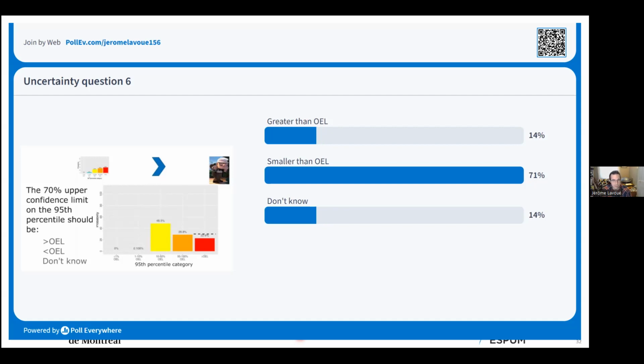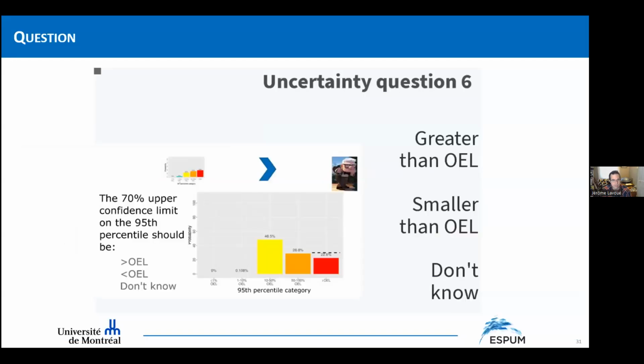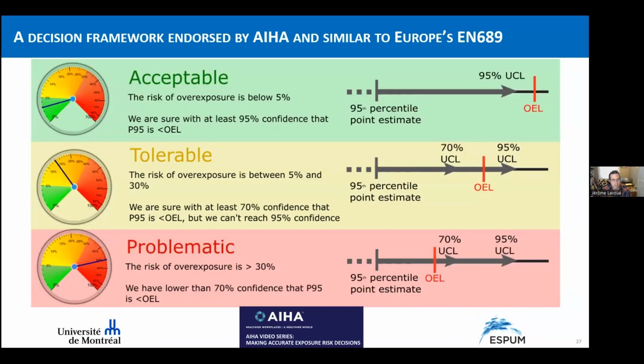And if I go back to my summary scheme here, if the risk of overexposure is 22%, it means we are in this region here, tolerable risk of overexposure between 5 and 30%. And so while the 95% upper confidence limit would be above the OEL, the 70% would be below.